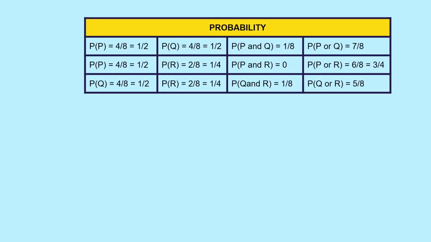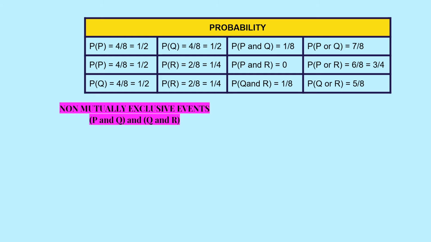From the example that we have just now, from the table, we can actually verify a formula that relates the probability of non-mutually exclusive events and also mutually exclusive events. In our example, the non-mutually exclusive events are P and Q and also Q and R. So what can we say about finding the probability of P or Q? It is equal to the probability of P plus the probability of Q minus the probability of P intersect with Q.